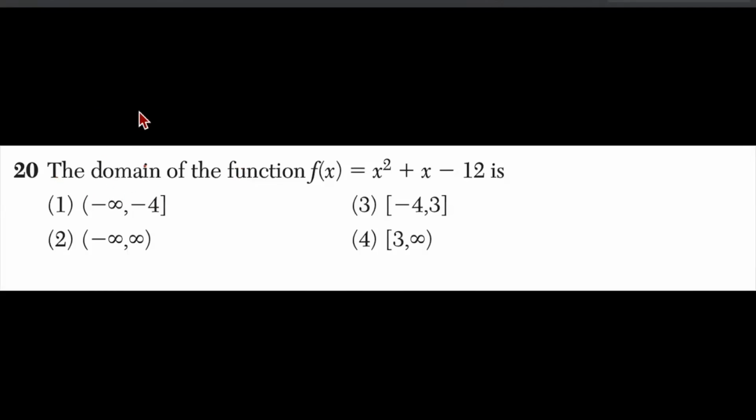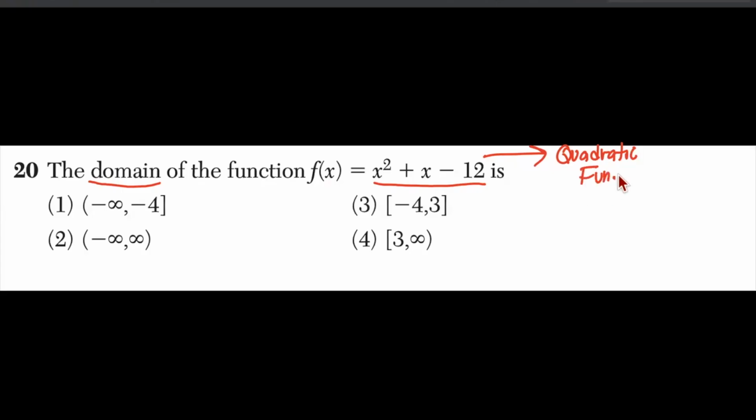Okay, now this is another Regents question here. And this one specifically is asking us for what is the domain of the function f of x is equal to x squared plus x minus 12. So right away, because of the x squared, I recognize that this here is in fact a quadratic function.